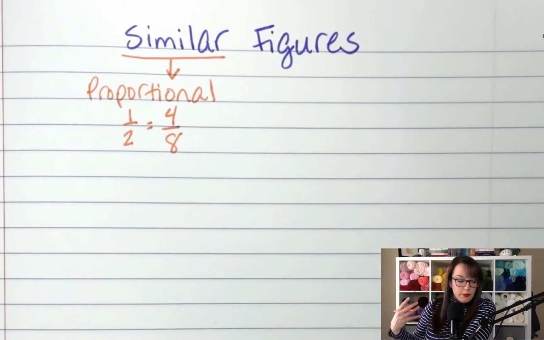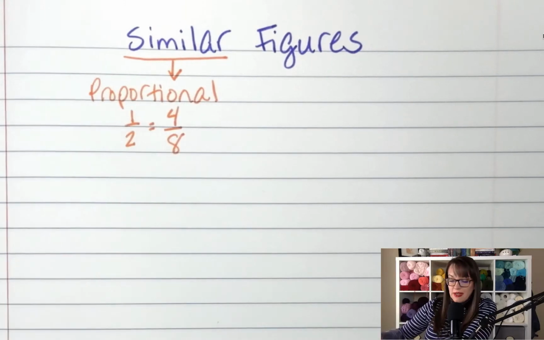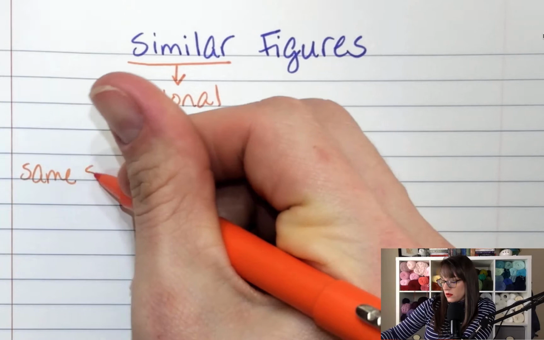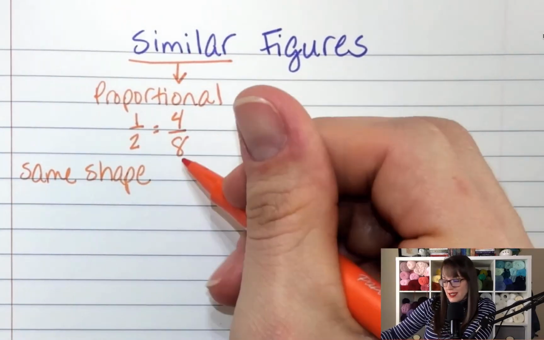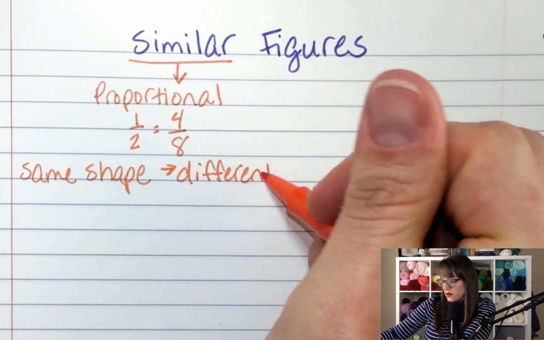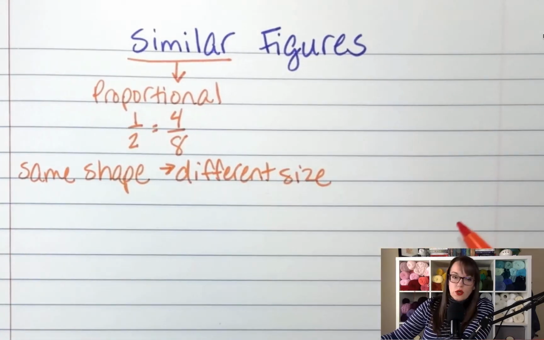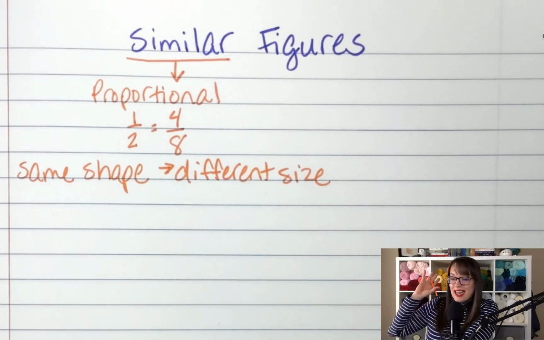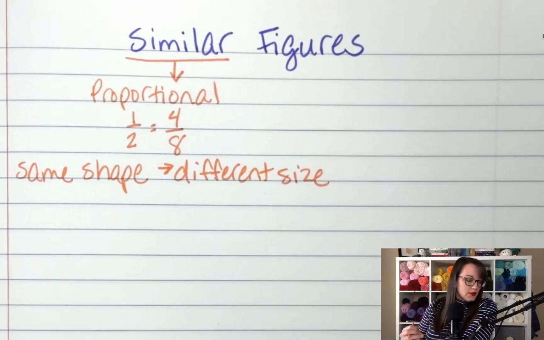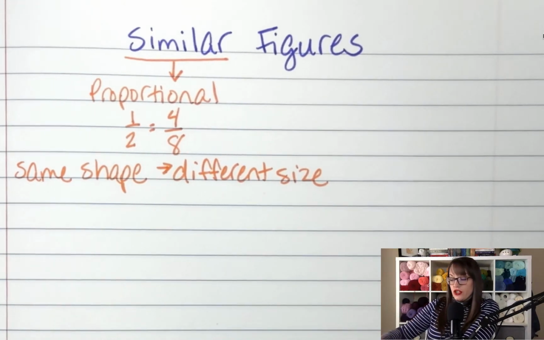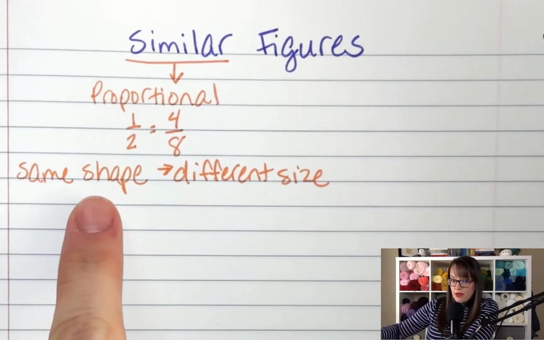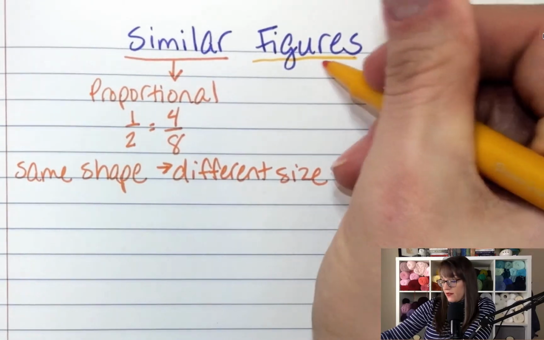So these shapes are going to be proportional. They're also going to be the same shape, but different size. So the shape has to be exactly the same, but it's going to be a little bit bigger or a little bit smaller. All right, and then a figure is just a shape. So the idea of a similar figure is it's the same shape, but different sizes. And that's basically it.